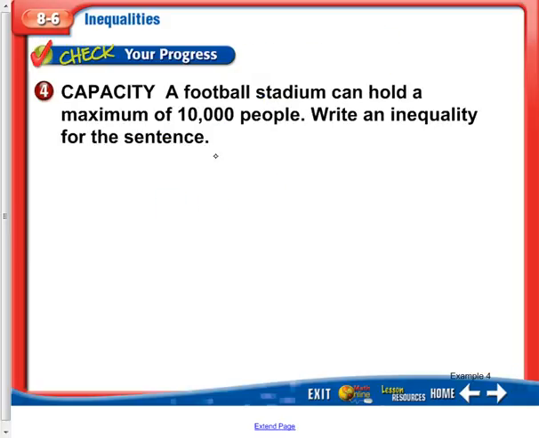A football stadium can hold a maximum of 10,000 people. So I'm going to have stadium and I'm going to have 10,000. And I know that the stadium cannot hold over 10,000. And I know that the stadium can hold up to 10,000. So the stadium must be either less than or equal to 10,000 people in order for those spectators to be allowed in the stadium.